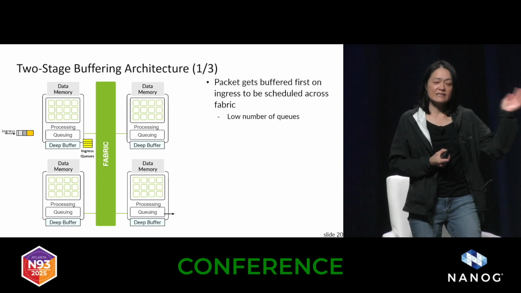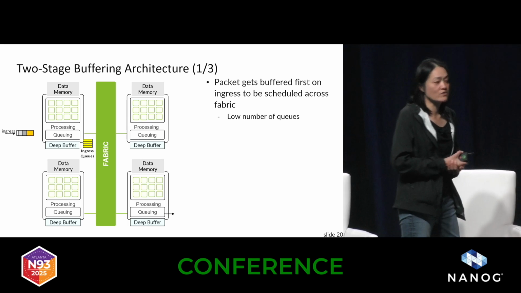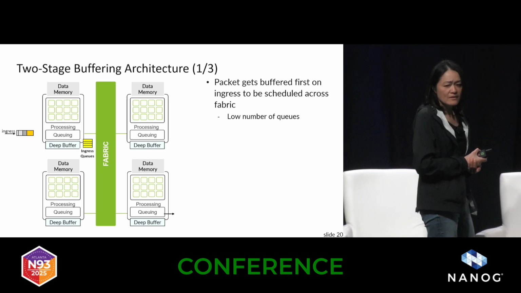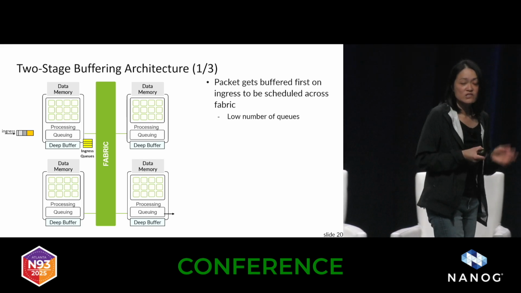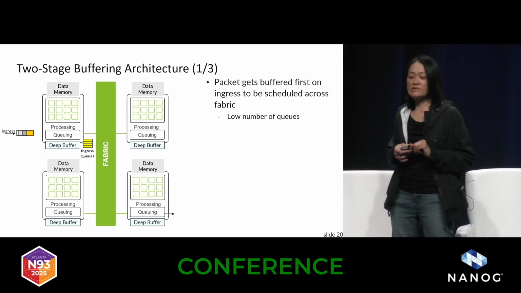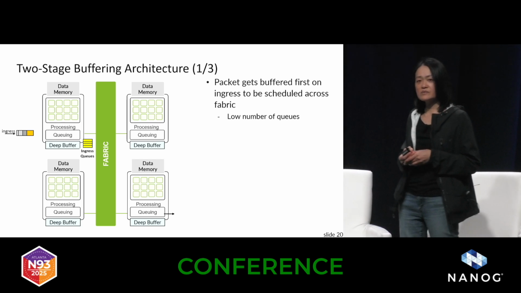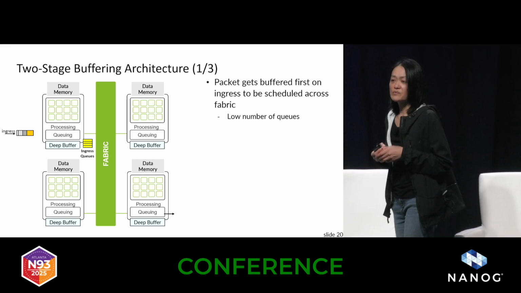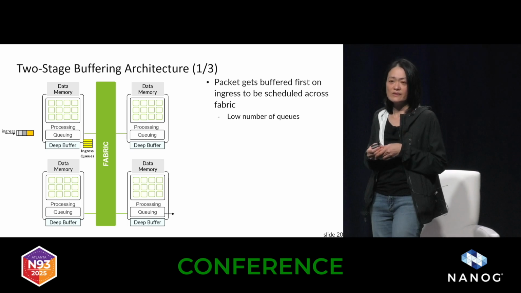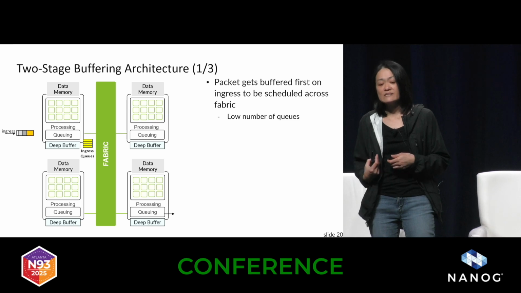Okay, so the next architecture is the two-stage buffering architecture. And in this architecture, like I said, we have buffering on both the ingress and the egress. So what happens here is that we buffer on ingress, and we have a queuing structure on ingress, but it's not a full number of queues. It's a smaller number of queues just to prioritize packets that need to get sent over the fabric.